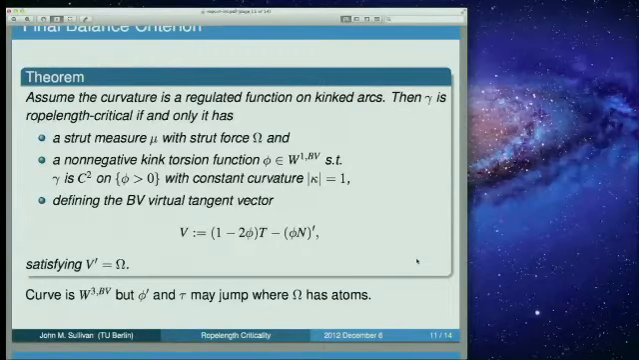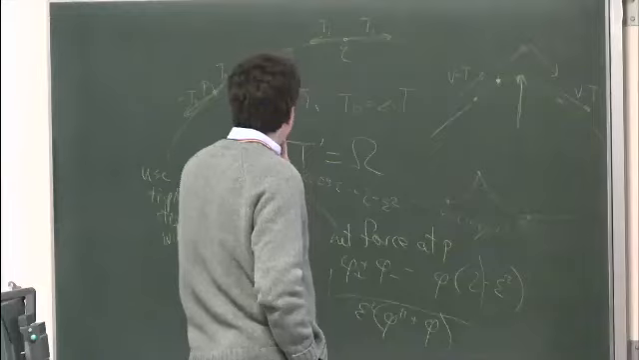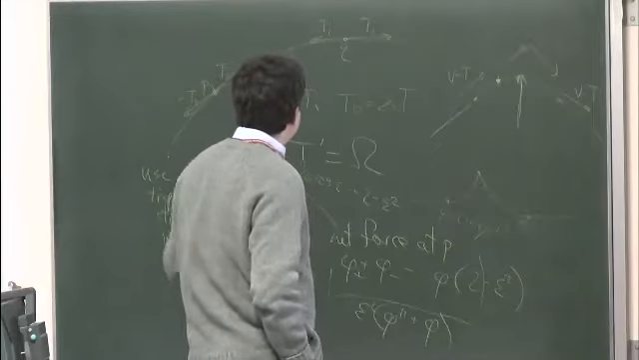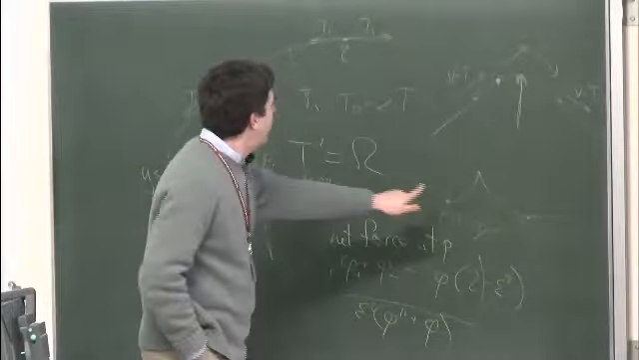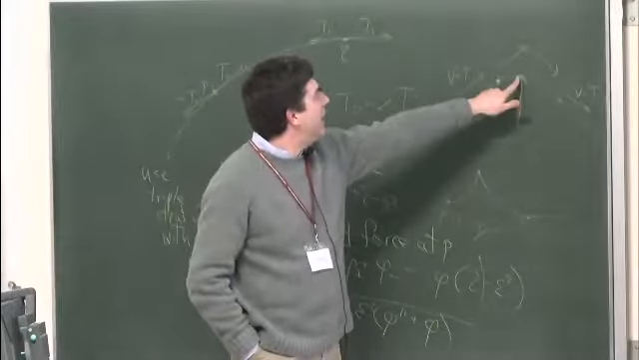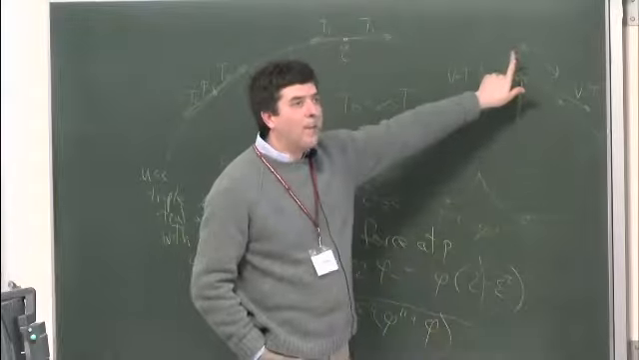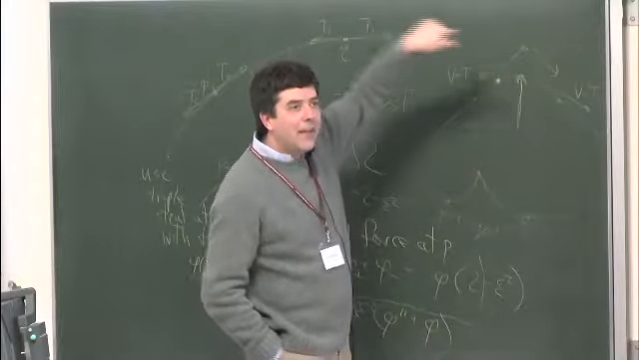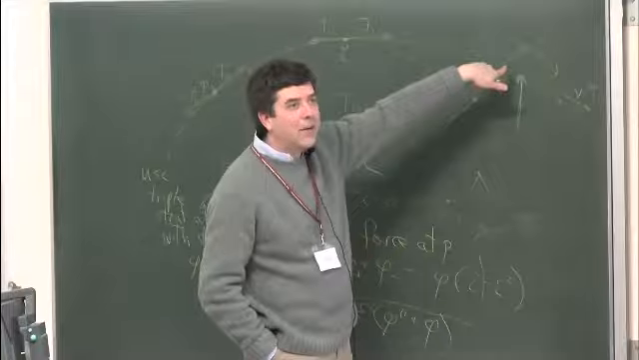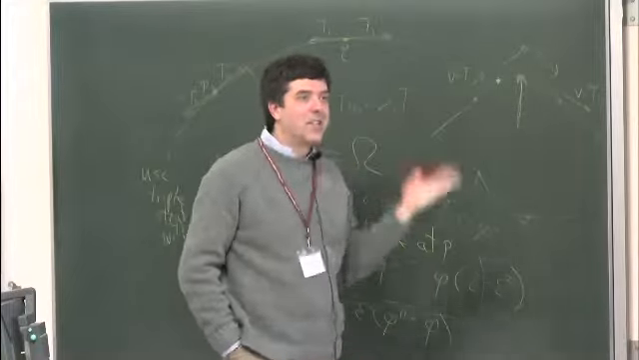Here I had an atom of strut force coming in, and it was phi prime that jumped because the atom of strut force came in the principal normal plane. If an atom of strut force comes in the binormal plane, that's going to cause the torsion to jump.